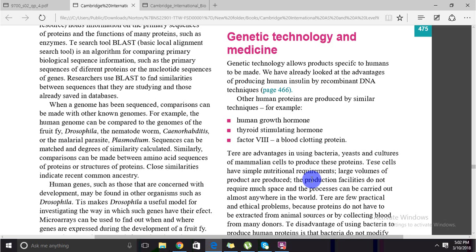Proteins do not have to be extracted from animal sources, or by collecting blood from many donors.